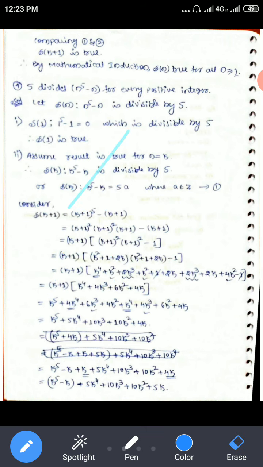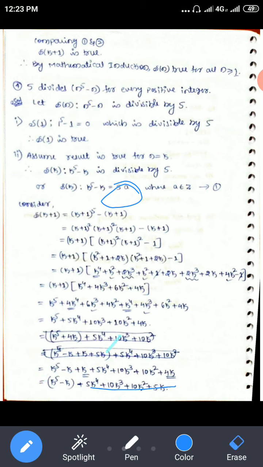Okay, so you are going to get like this, and the remaining terms, this term, you write it same as it is. Okay, so therefore this term I'll combine, these two I'll combine. Okay, so therefore k raised to 5 minus k, 5k raised to 4, 10k cube, 10k square, 4k plus k, that is 5k. So here what is the thing is that this means 5a from equation 1, and here 5 is common.